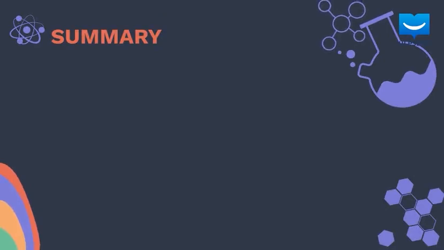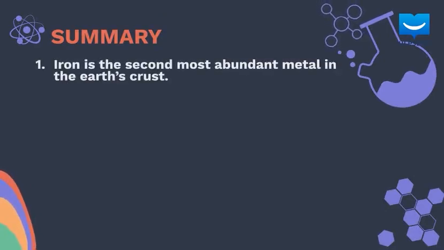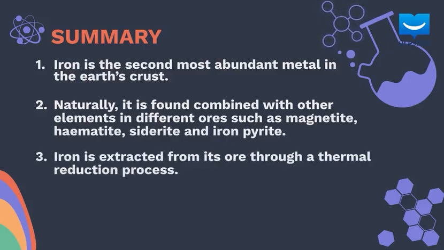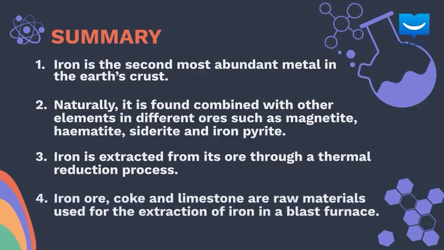To help you remember the key points from this lesson, here's a quick recap. Iron is the second most abundant metal in the Earth's crust. Naturally, it is found combined with other elements in different ores such as magnetite, hematite, siderite, and iron pyrite. Iron is extracted from its ore through a thermal reduction process. Iron ore, coke, and limestone are raw materials used for the extraction of iron in a blast furnace.